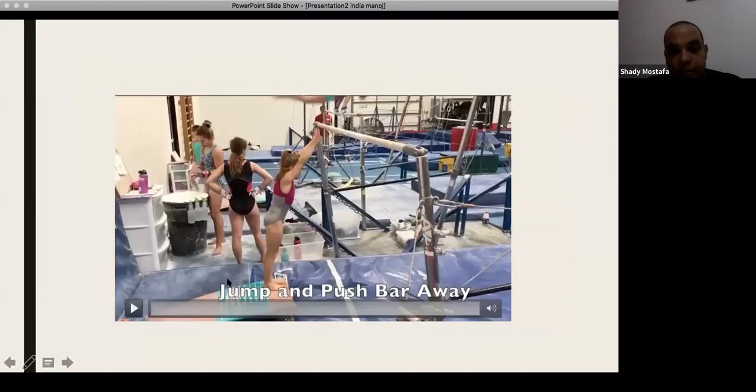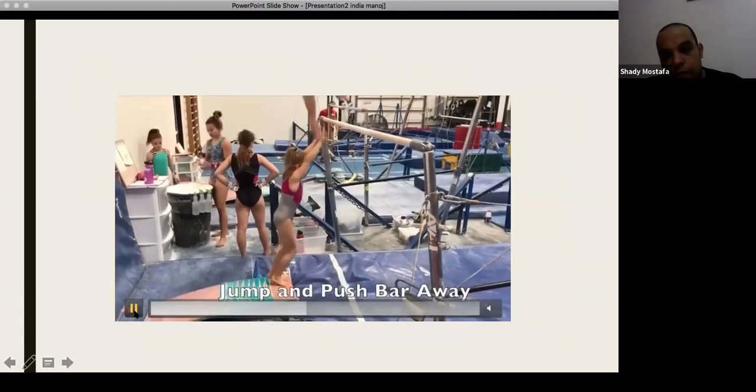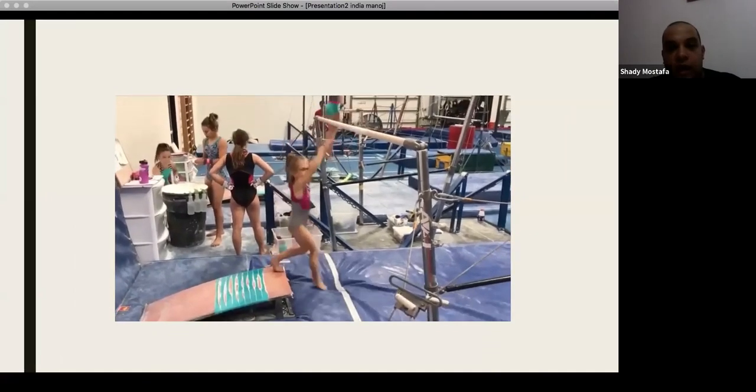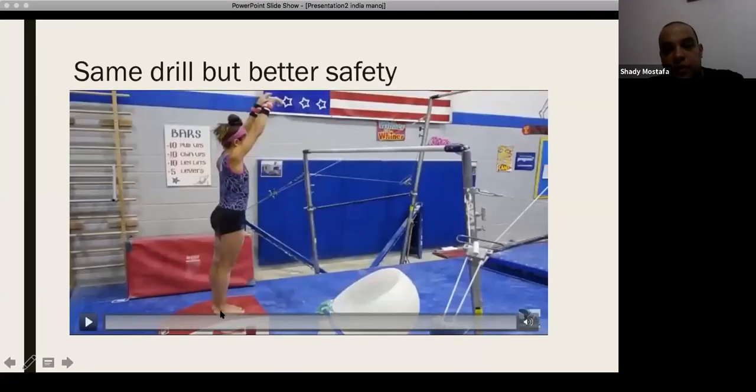Here are drills for piece by piece. That's the jumps and push the bar away. Okay, but for me, I like this more because of safety. You see her down when she's standing, that's a sponge mat. So it's safer than this.